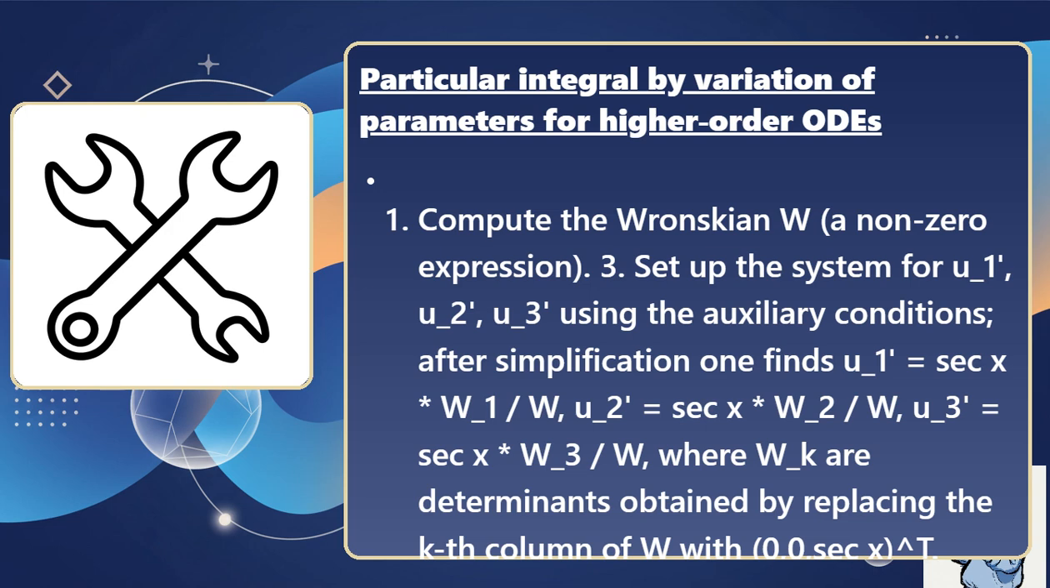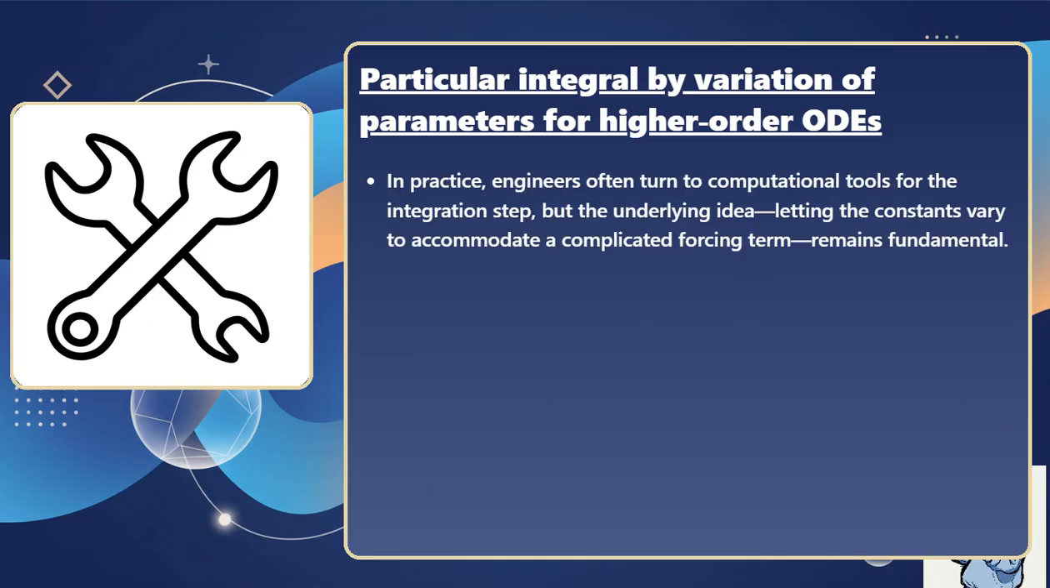Integrating these gives u_k(x). The resulting particular integral is messy but completely determined. Adding it to y_c yields the full solution. In practice, engineers often turn to computational tools for the integration step, but the underlying idea, letting the constants vary to accommodate a complicated forcing term, remains fundamental.